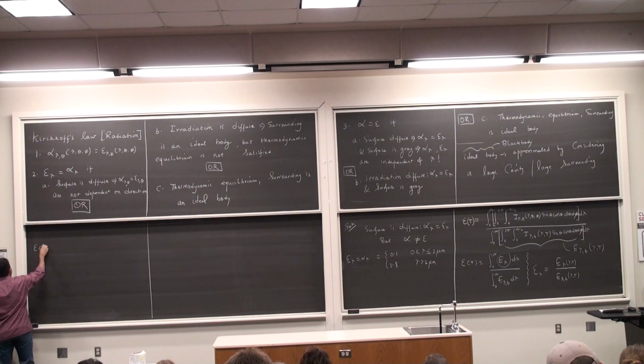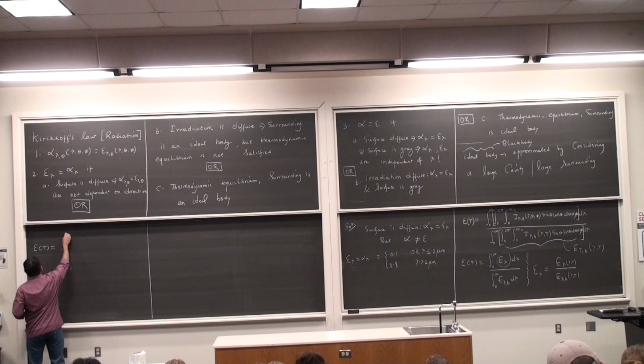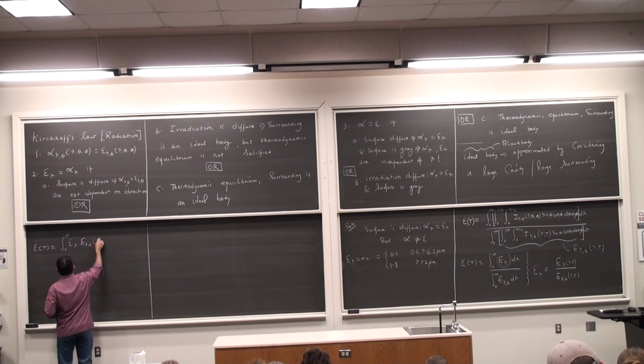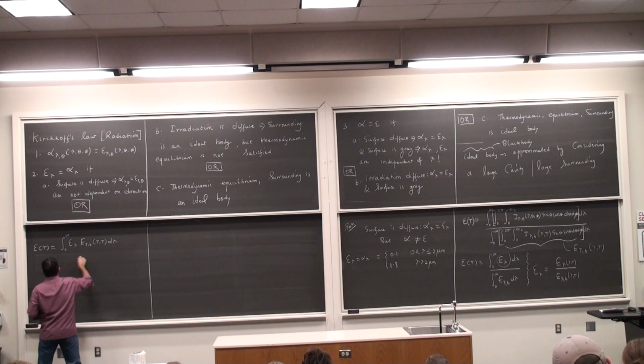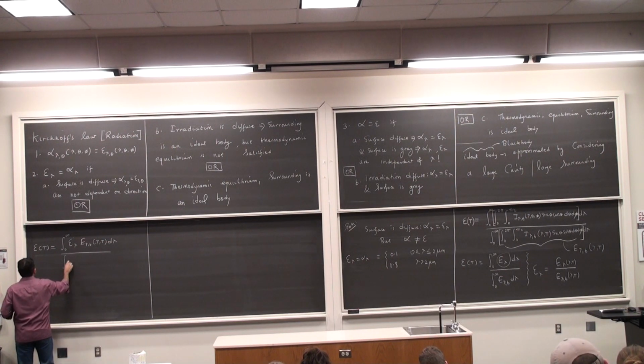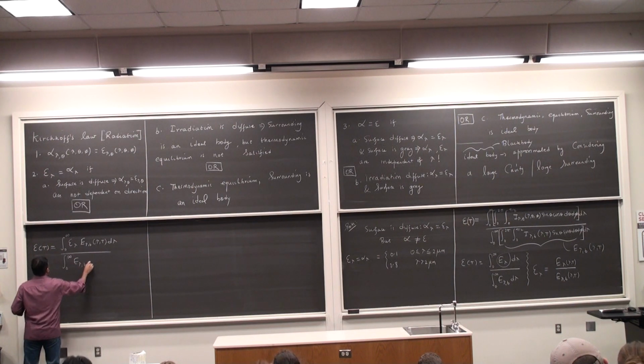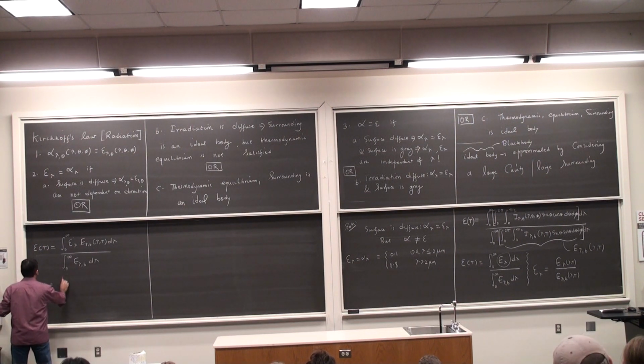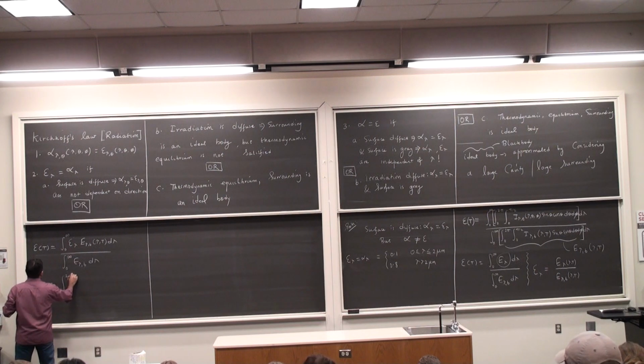So epsilon t is the integral from 0 to infinity of epsilon lambda times E lambda comma b d lambda, which I'm now going to break into two pieces: the integral from 0 to 2 micrometers, and then from 2 micrometers to infinity. Okay? So this first piece is 0 to 2 micrometers.